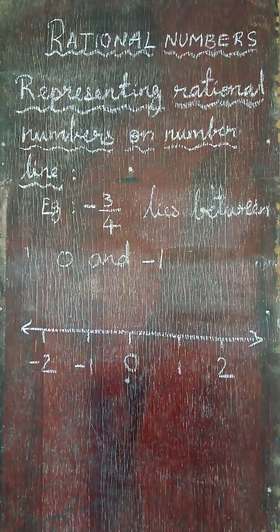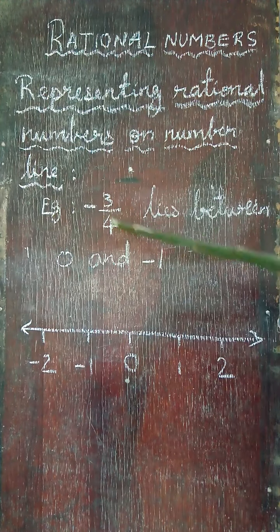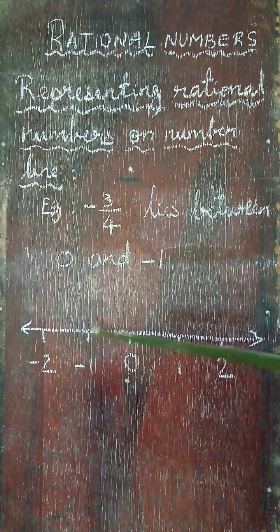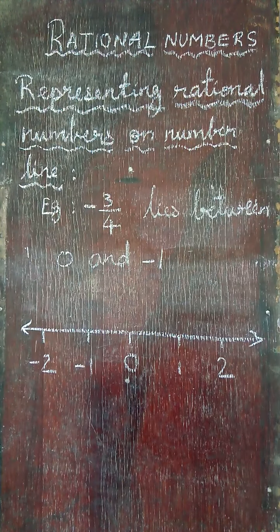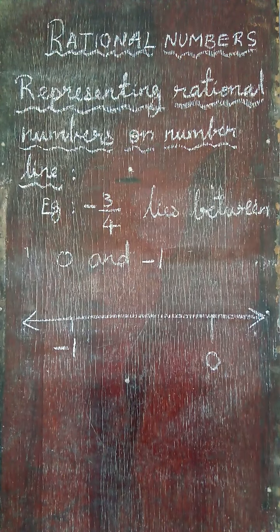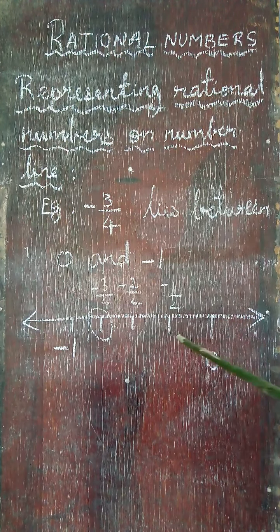So how to find that? Minus 3 by 4. See the denominator place. It is 4, so between 0 and minus 1 we have to make 4 parts. I have zoomed in on just 0 and minus 1 for you. I am going to divide this into 4 parts. See, I have made 4 parts.